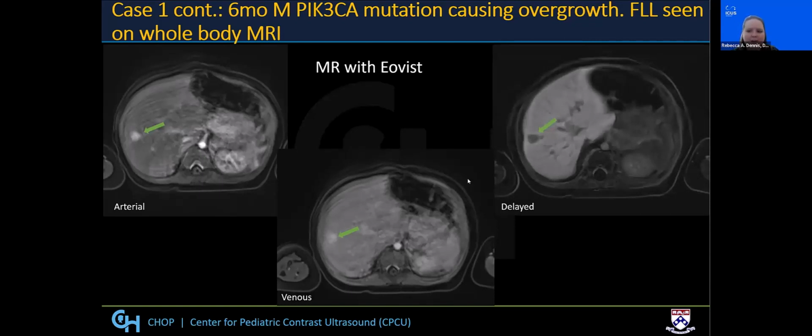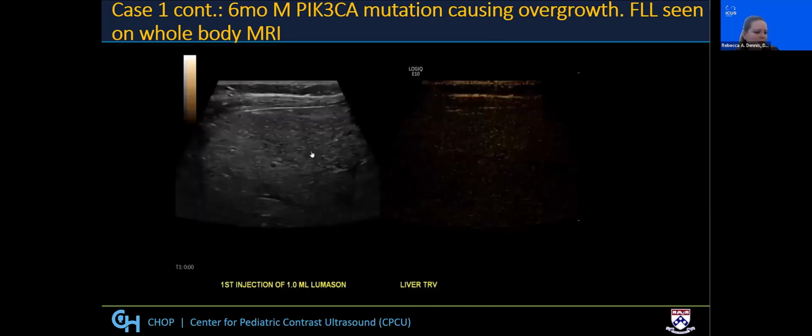So this is kind of indeterminate. We have it enhancing and hyperenhancing on arterial and venous, but it also washes out. So it could be malignancy, although that usually has early washout on venous phase. Could be an adenoma, it could be a hemangioma. So for further evaluation, contrast ultrasound was recommended. I'm going to play a cine clip from right after injection.